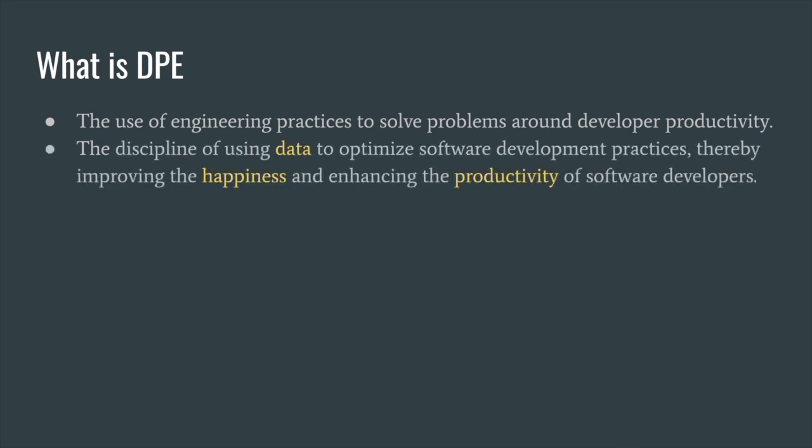And a more technical explanation of what DPE is: it is the discipline of using data to optimize software development practices, thereby improving the happiness and enhancing the productivity of software developers. So the key things to keep in mind here are data that we use to improve our software development practices, ensuring that developers are happy, and enhancing the productivity of the same software developers.